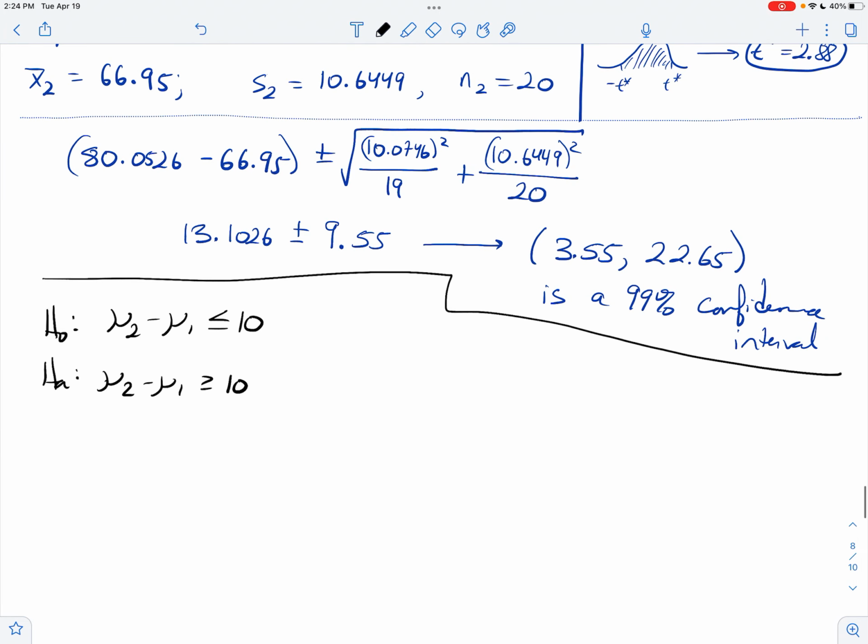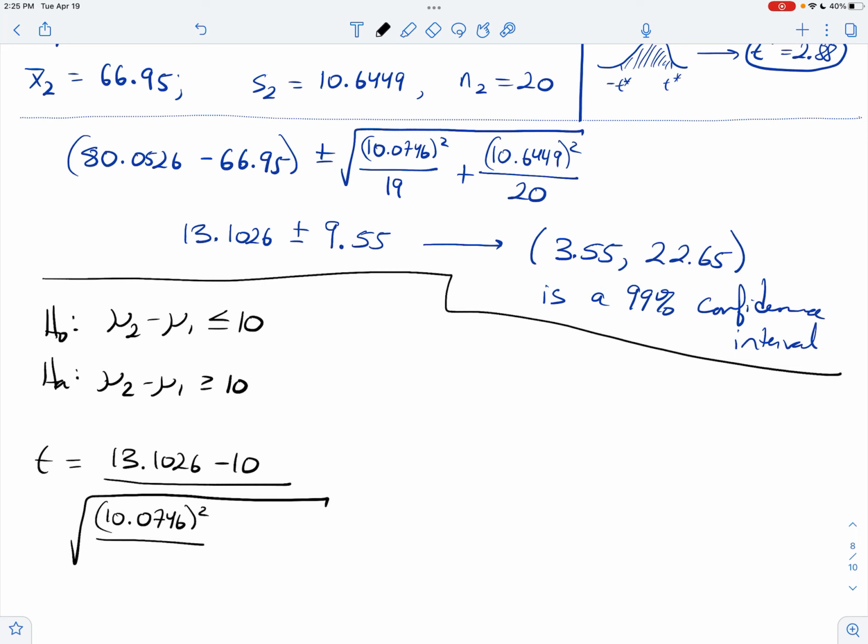So that's the setup. To compute this, you'd want to go ahead and compute the t-statistic, and you would get 13.1026 minus 10, and you would divide by the square root of the same thing we did before, 10.0746 squared over 19 plus 10.6449 squared over 20. And let me just bring that over. And yeah, we'll compute this, and you get 0.935. Yeah, that's good enough.